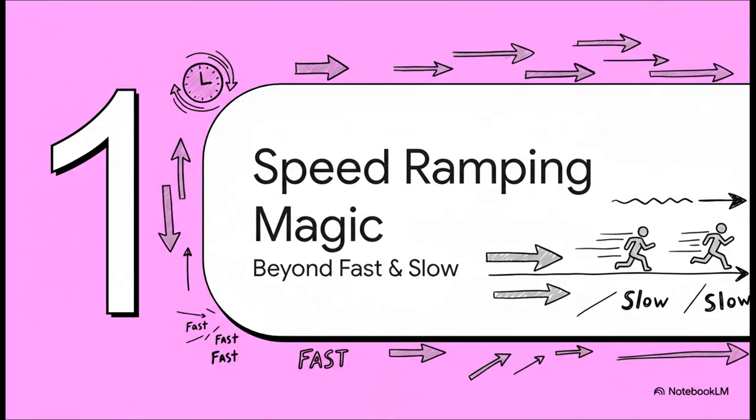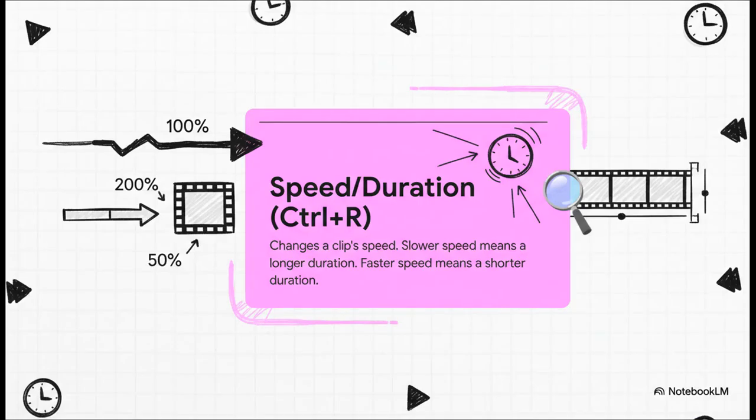Okay, to kick things off, we've got to think beyond just making an entire clip faster or slower. The real magic, the real creative power, comes from being able to change the speed dynamically inside of a single clip. Now, you've probably used the basic speed/duration box before. You hit Ctrl-R and it pops up. It's pretty straightforward. If you set the speed to 50%, the clip gets twice as long. If you crank it to 200%, it gets half as long. This is our starting point.